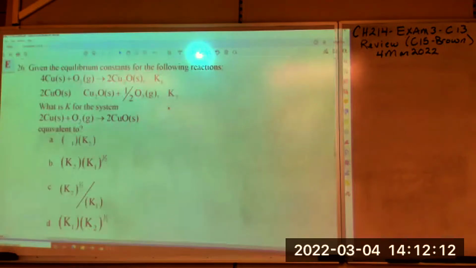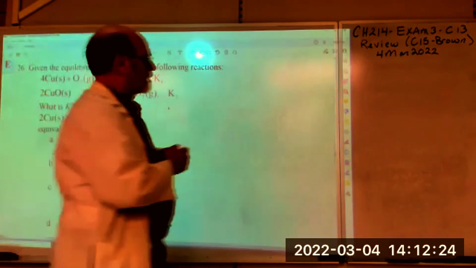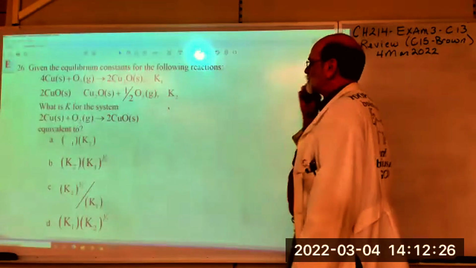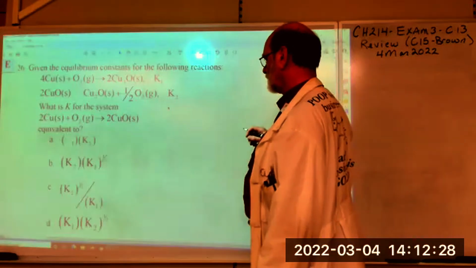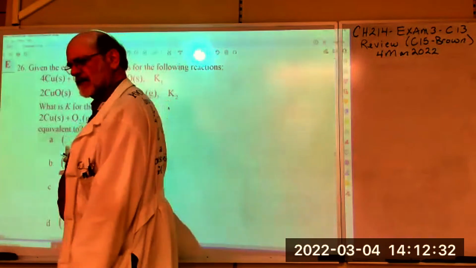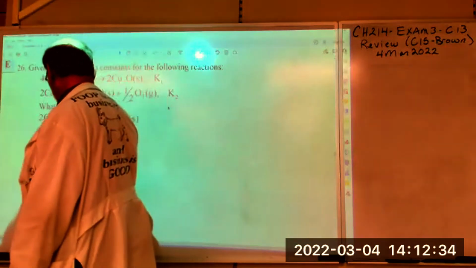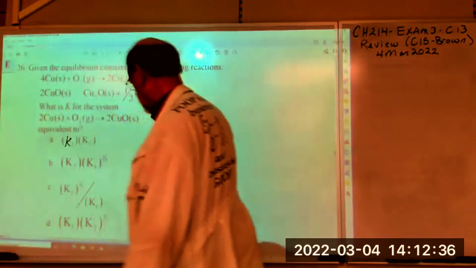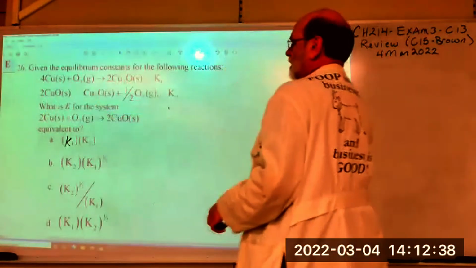Okay. Given the equilibrium constants for the following reactions, K1 for this one, K2 for that one, what's the K for the system here? All right, we don't need to see this yet. Is that a K? That should be a K.